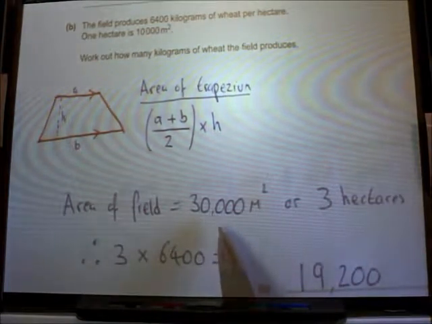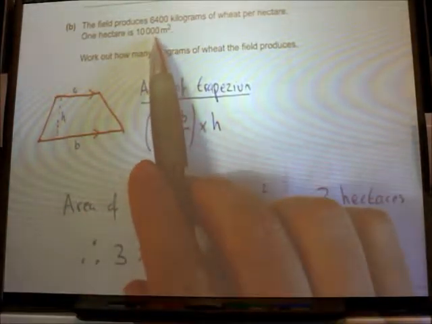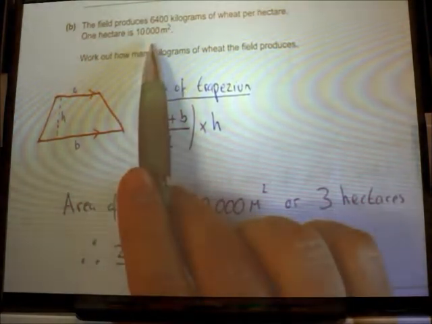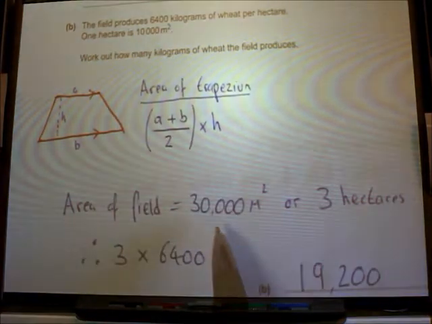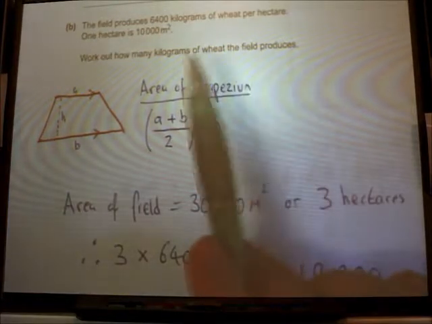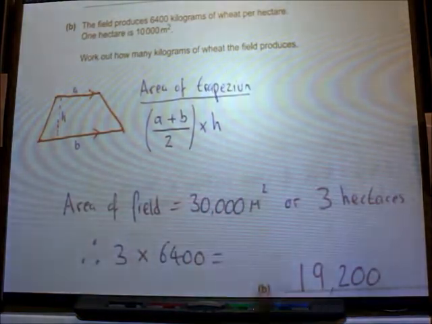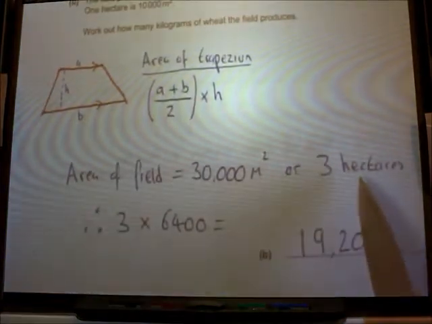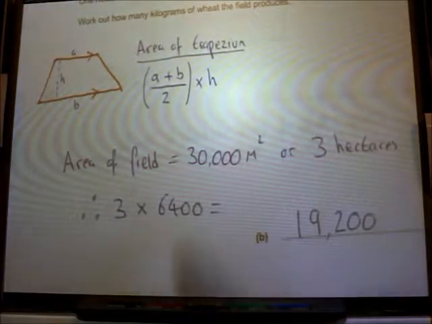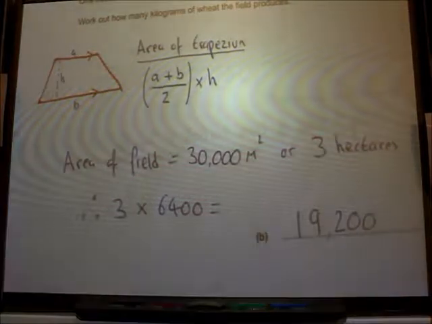So it says 1 hectare is 10,000 meters squared. So 30,000 meters squared will be 3 hectares. It produces 6,400 kilograms of wheat per hectare. So because it's producing 3 hectares, we need to do 3 lots of 6,400, which gives you 19,200 kilograms of wheat.